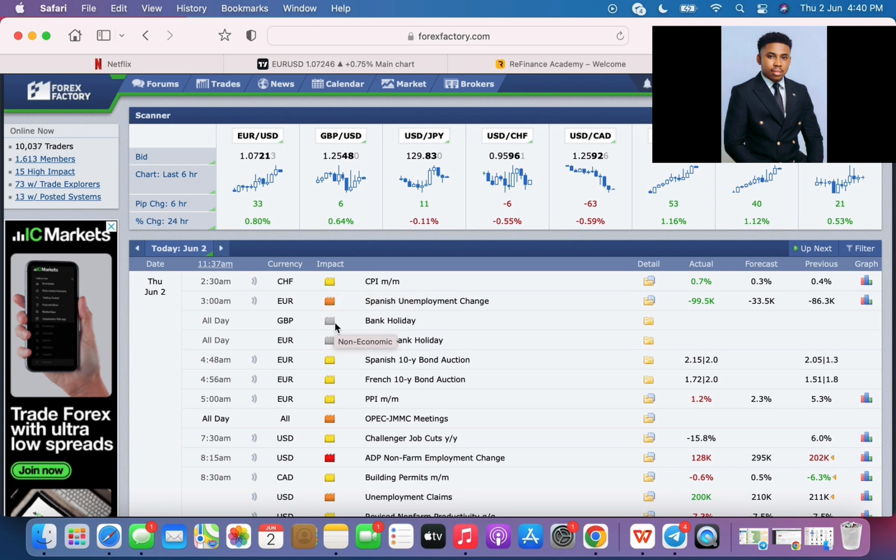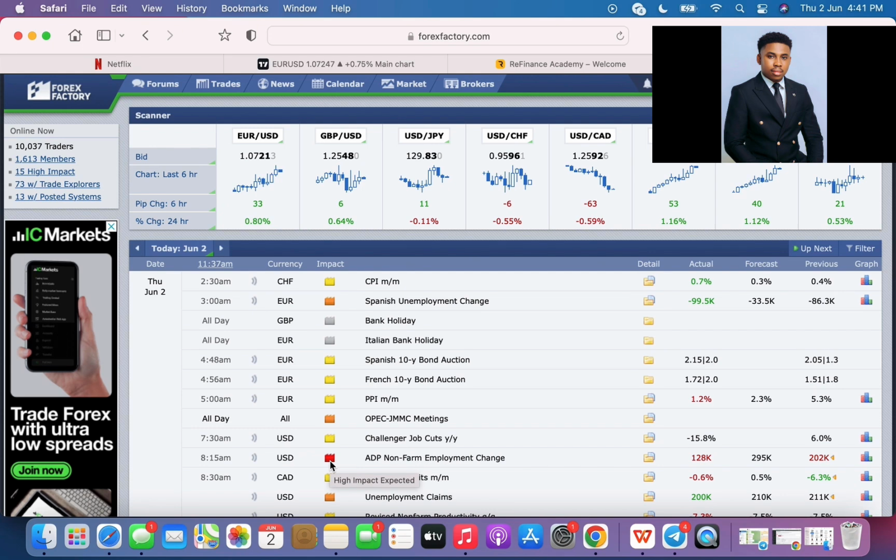Gray folders mean no impact in the market, so it doesn't move the market in any way, like bank holidays, for example. They are usually gray folders in the market. Yellow folders, on the other hand, mean low impact is expected from these news events, so they don't really move the market as much. The orange folders signify medium impact of the news. So medium impact is expected in the market, and you can see a little price movement from these news events. The major news events you should look out for are the red folders. These red folders are the high impact news events, and they really move the market a lot.